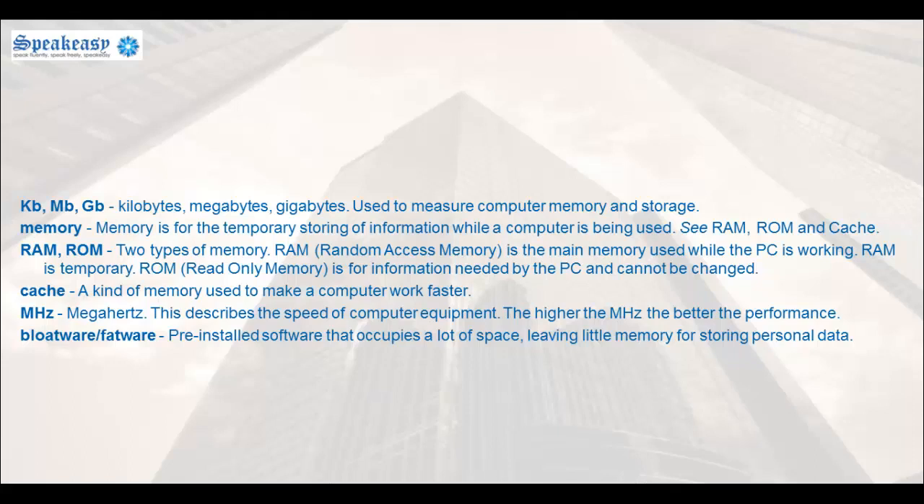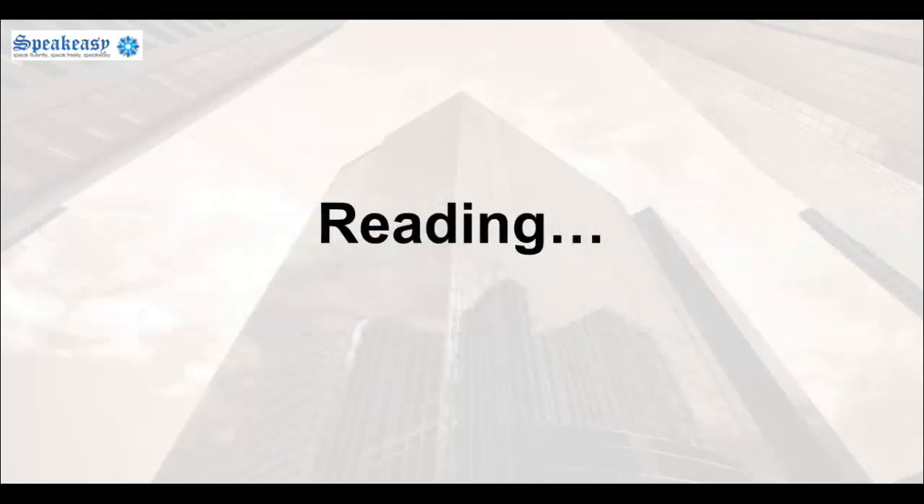Megahertz. This describes the speed of computer equipment. The higher the megahertz, the better the performance. Bloatware or fatware. Pre-installed software that occupies a lot of space, leaving little memory for storing personal data. So now read along with the text and answer the questions that follow.